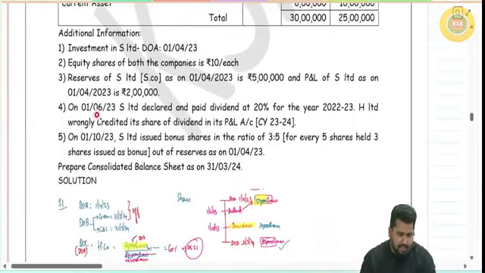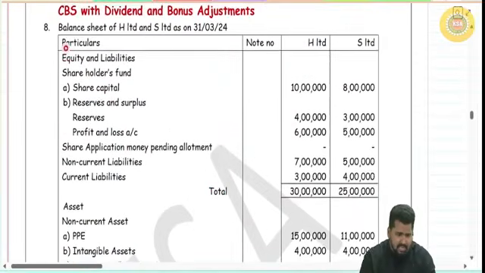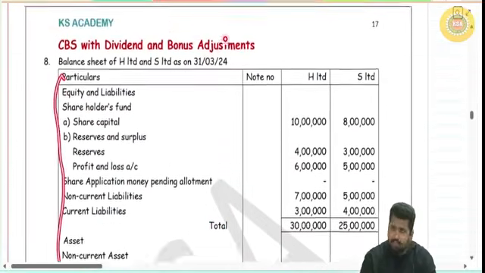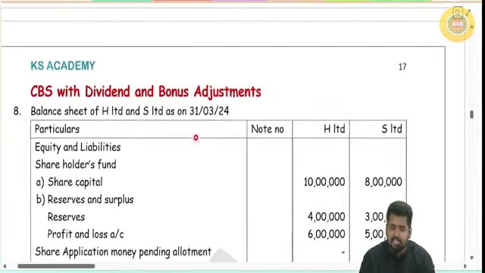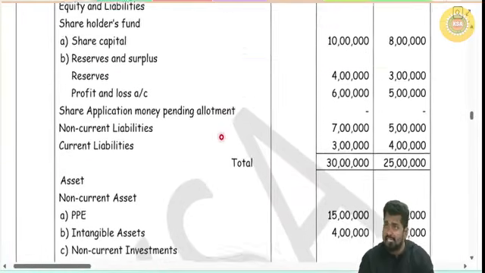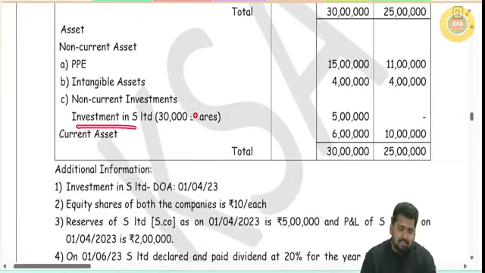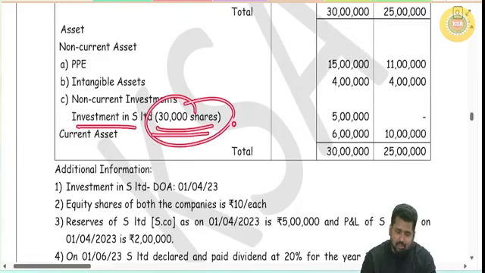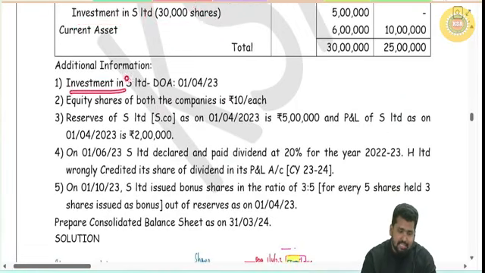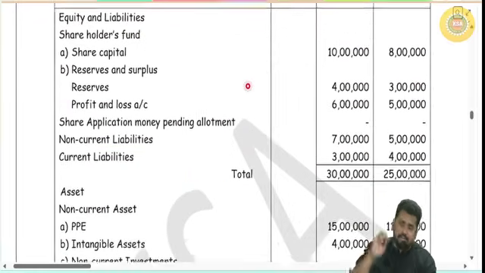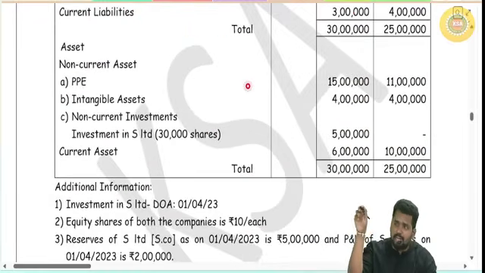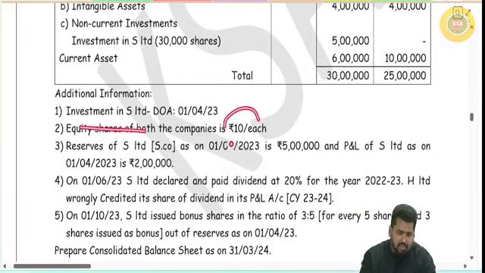See, all the balance sheet values they have given, H Limited and S Limited. The balance sheet date is 31st March 2024. Investment in S Limited is 30,000 shares. The investment in S Limited was made on 1st April 2023, but the balance sheet date given is 2024. One year before we have acquired, so 0 to 12 is pre and post. Equity shares of both the companies are 10.